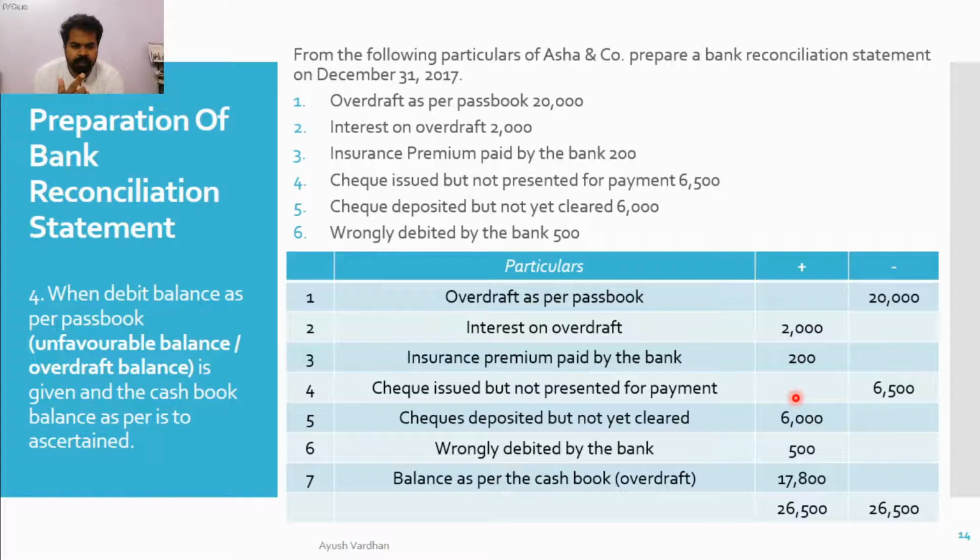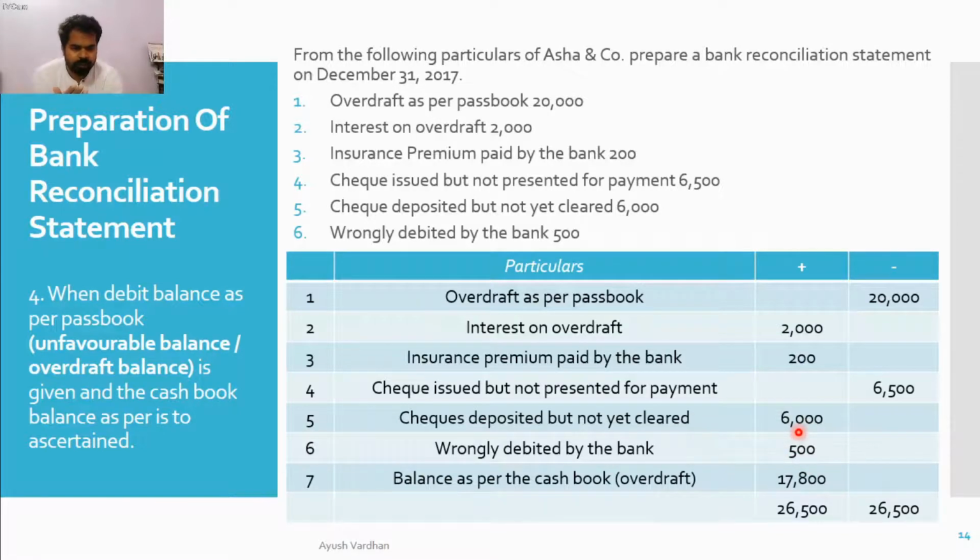Then next is wrongly debited by the bank. Cash book zero, passbook zero. The bank debits that automatically and the cash book doesn't know. Cash book is at zero level and passbook goes to minus 500, so if the target book is positive, we will make a positive entry of 500.